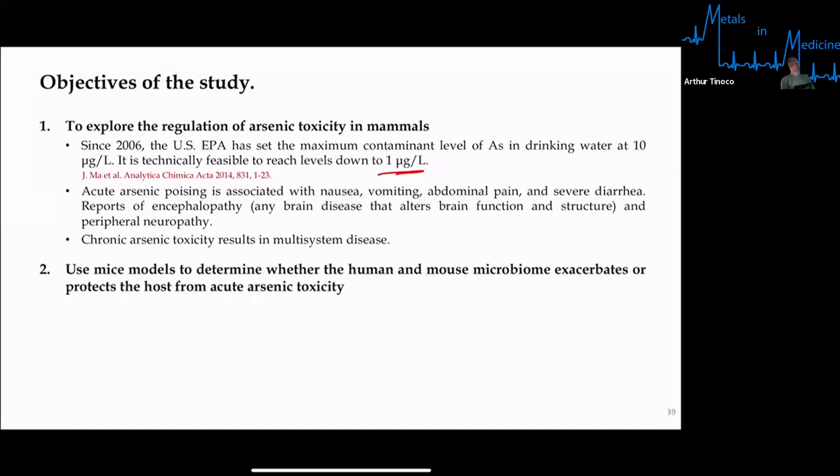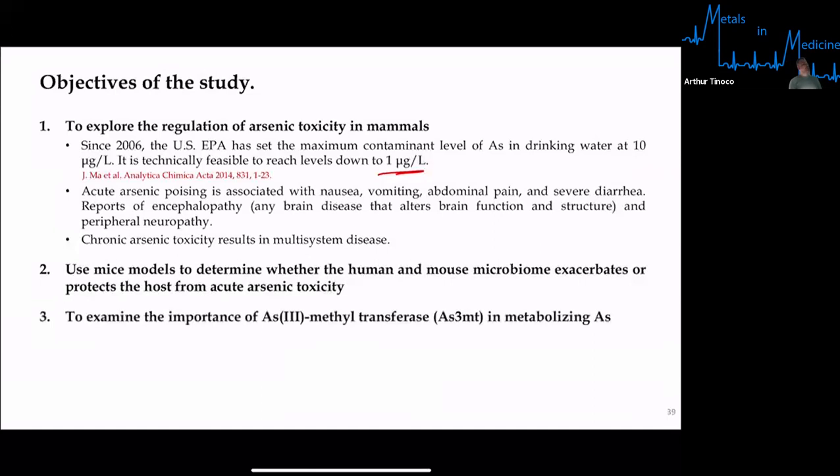What they did in this study was use mouse models to determine whether the human and also the mouse microbiome can exacerbate or potentially protect the host from acute arsenic toxicity. That was something they wanted to assess. What role do the microbes have in these organisms in terms of potentially regulating toxicity of arsenic? They also wanted to examine the importance of this enzyme, arsenic 3 methyltransferase, abbreviated AS3MT, in terms of metabolizing arsenic.